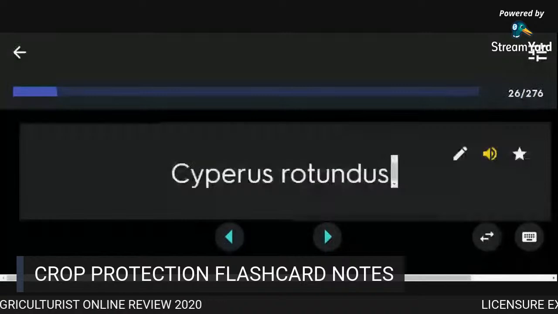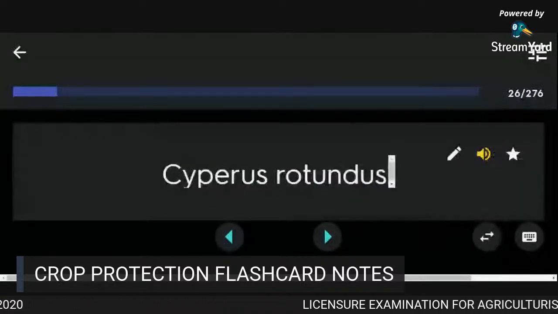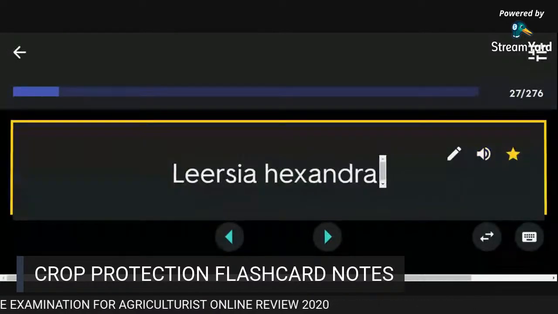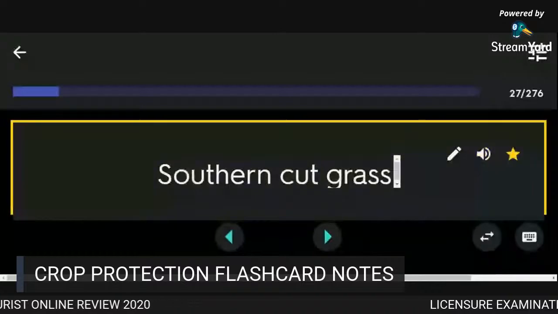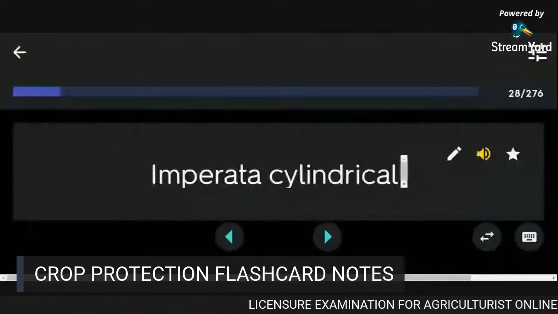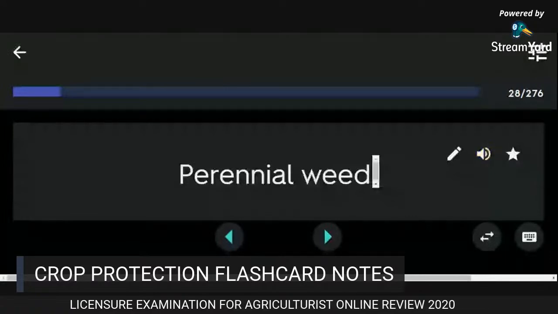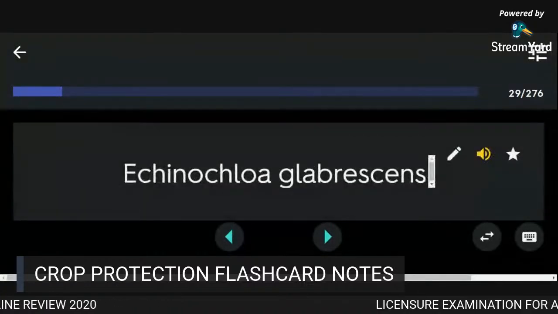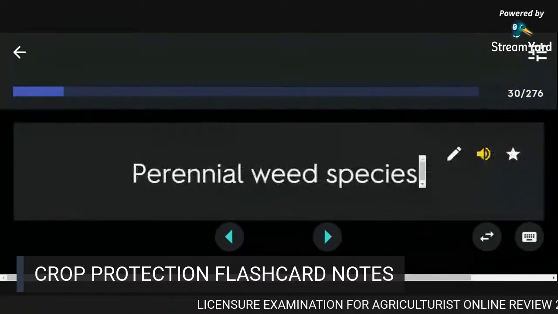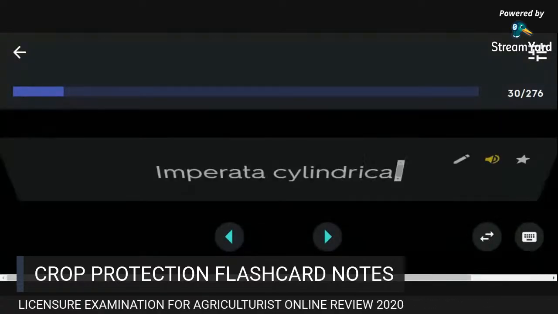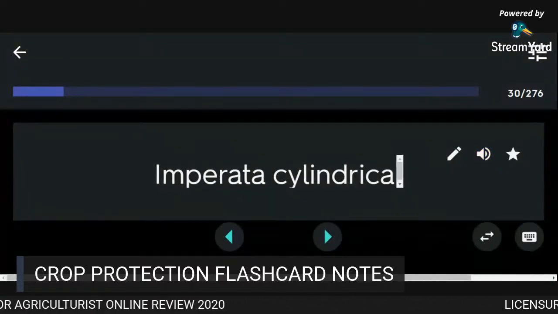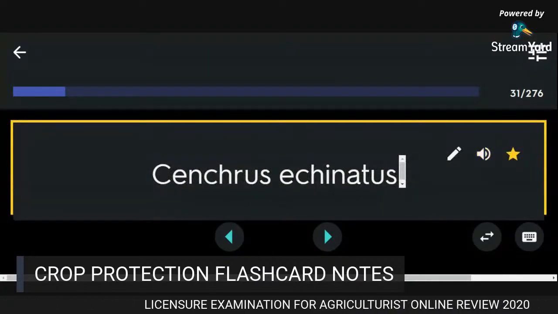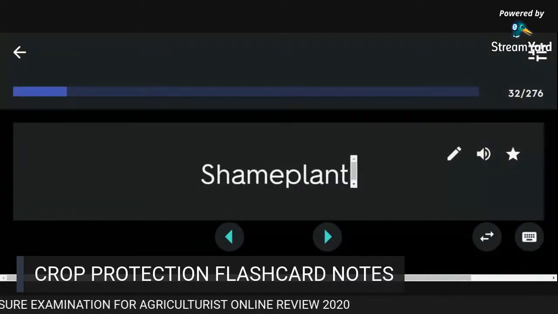Cyperus rotundus, nutgrass. Leptochloa, southern crabgrass. Imperata cylindrica, perennial weed, easily spread by strong winds. Echinochloa glabrescens. Perennial weed species: Imperata cylindrica. Southern sandbur, Cenchrus echinatus. Mimosa pudica.